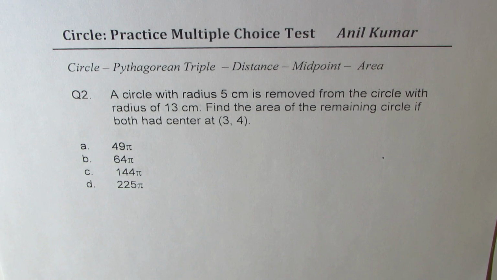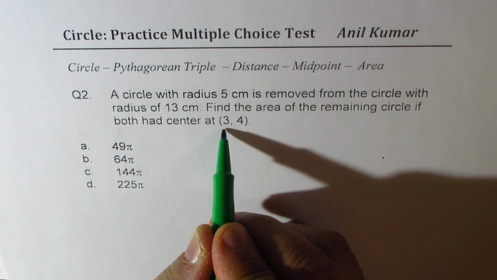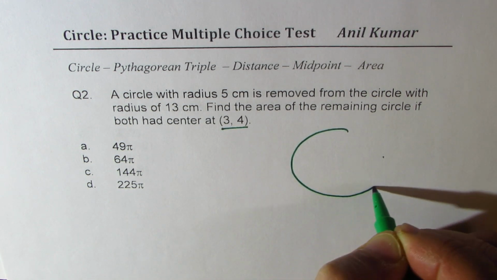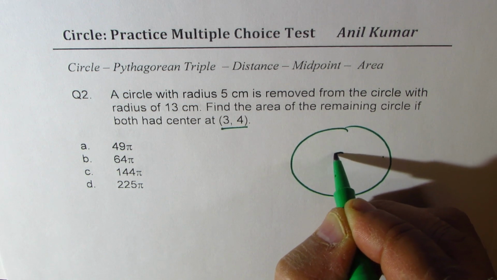Question number 2. A circle with radius 5 cm is removed from circle with radius 13 cm. Find the area of the remaining circle if both had center at 3, 4. So basically they are concentric, right? So they have the same center. So we have two circles. So it's kind of like this.